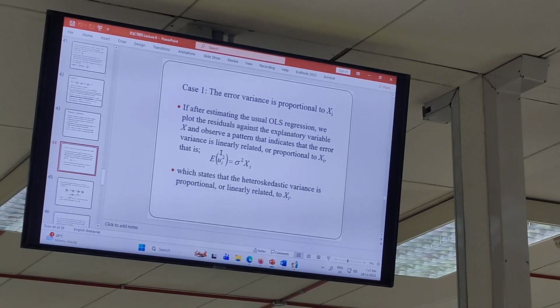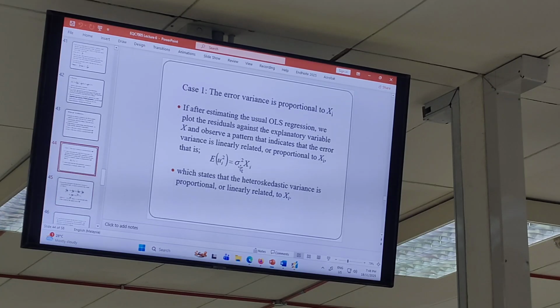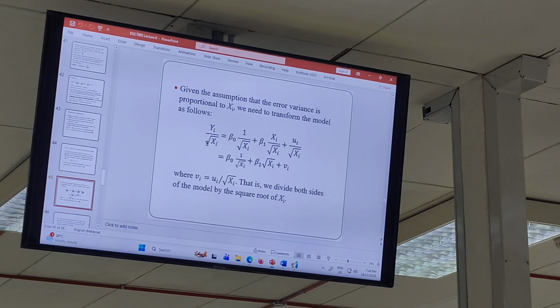The variance of u is sigma squared times xi, which is proportional to x. This states that the heteroscedastic variance is linearly related to xi. So given the assumption that the error variance is proportional to xi, we need to transform the model as follows: if we believe that the error variance is proportional to x, then you have to transform the equation by dividing each of the variables by the square root of that particular x.